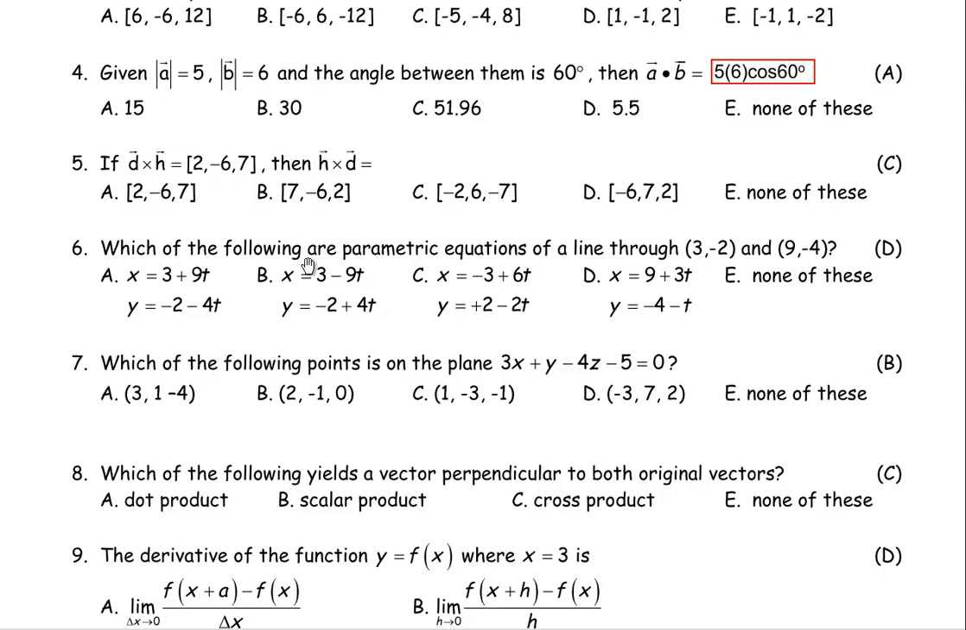For number 6, which of the following are parametric equations of a line through 3, -2 and 9, -4? Now, first of all, you need to find a direction vector between the two vectors.